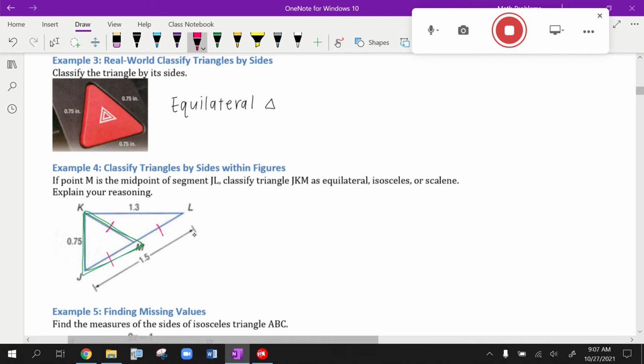Now I also have the measure of segment JL, so I can go ahead and find the measure of segment JM. I know JM would be equal to half of segment JL. In other words, half of 1.5. So I know the measure of segment JM is 0.75. So let's fill that into my diagram. Now if segment JM is congruent to segment KM, KM would also have to be 0.75. If I look at triangle JKM, I see that all three measures are 0.75, so I know that this triangle is an equilateral triangle.